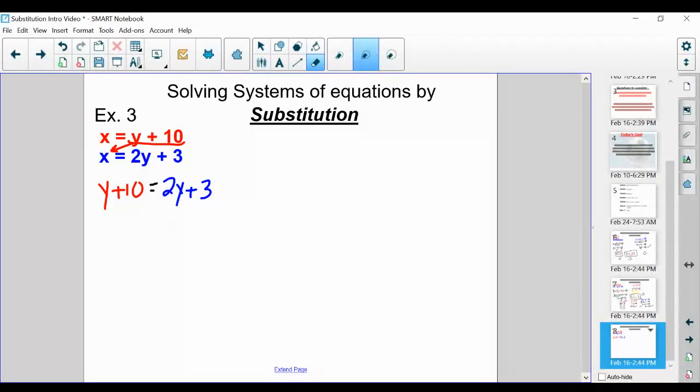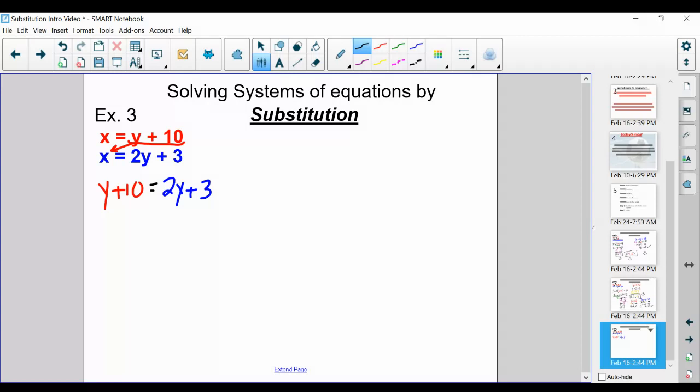So now we're going to distribute, but we don't have anything to distribute this time. We're going to combine some like terms. We don't have any like terms to combine on one side of the equal sign. And now we're going to solve for the first variable. So we need to get our y terms on one side of the equal sign and our constant terms, the terms without the variable, on the other side of the equal sign.